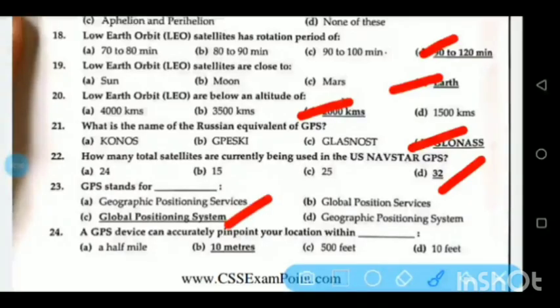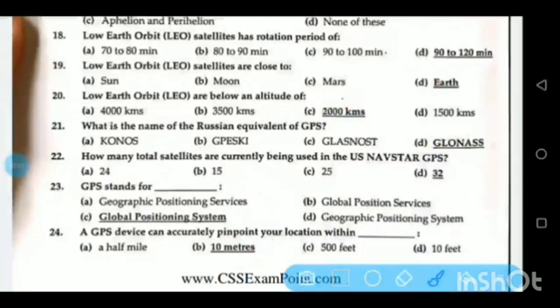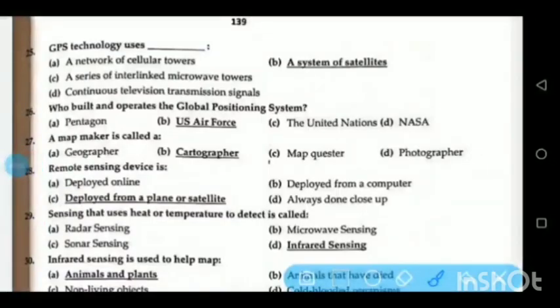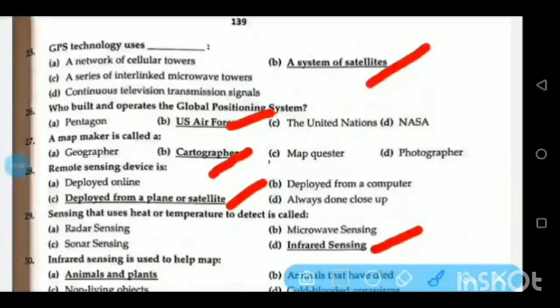GPS stands for Global Positioning System. A GPS device can accurately pinpoint your location within 10 meters. GPS technology uses a system of satellites. Who built and operates the Global Positioning System? US Air Force. A map maker is called a cartographer. Remote sensing device is deployed from a plane or satellite. Sensing that uses heat or temperature to detect is called infrared sensing.